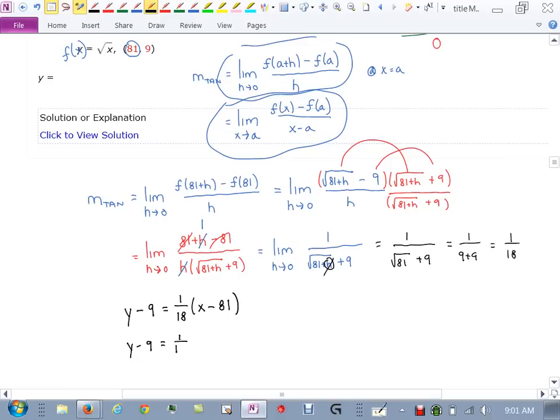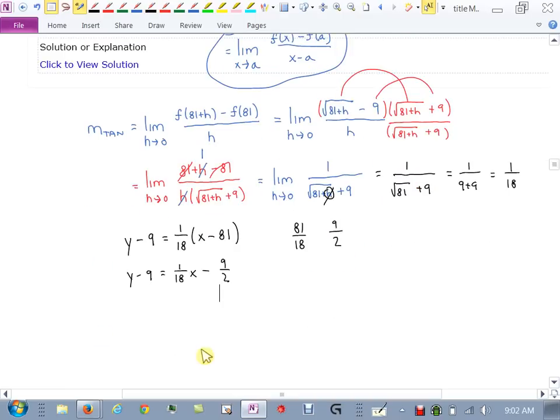So we get 1/18 x minus, let's see, I get 81 divided by 18. 9 goes into 81 9 times, and 9 goes into 18 twice. So I get 9 halves. And now I need to add 9 to both sides. 1/18 x minus 9 halves, and then plus 9.